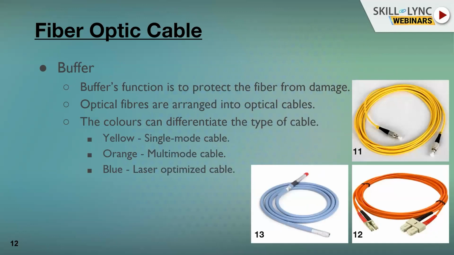Then what is the buffer? The buffer is nothing but the outer layer. We have different types of cables, right? You must have seen yellow cables, which are used for LAN. Then you have the orange cable, which is used for telephonic and other medical purposes. The blue one, which you can see over here, is used mainly for medical purposes and other industrial purposes. That actually defines the type of fiber optic as well.